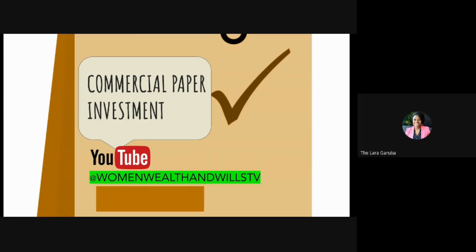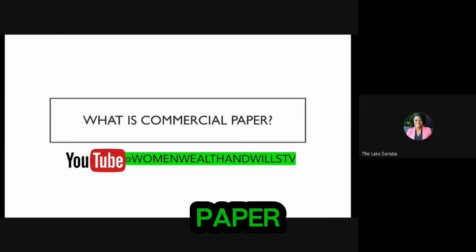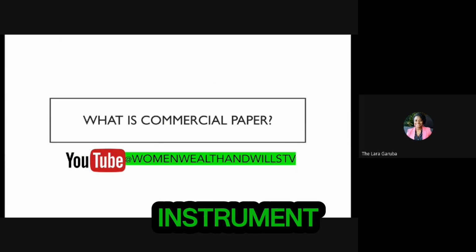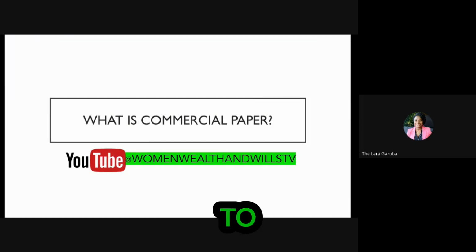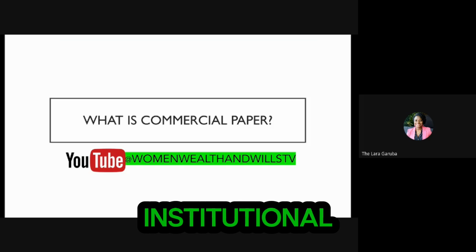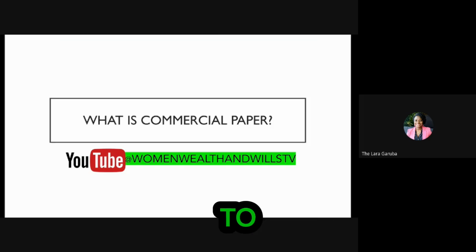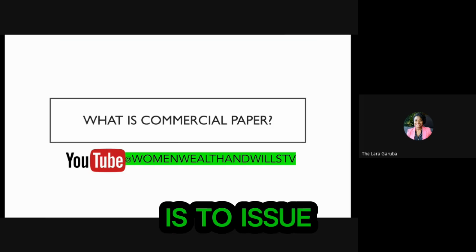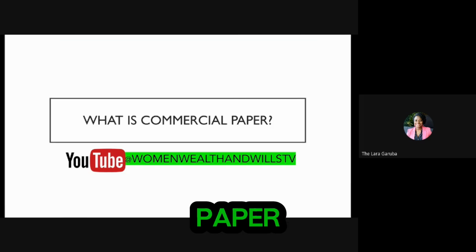What is commercial paper? Commercial papers are unsecured short-term debt instruments issued by corporations to get funds from the public, from private individuals, institutional investors, to meet their short-term debt obligations, such as working capital needs. So when a company needs working capital, the surest way for them to get it is to issue commercial paper.